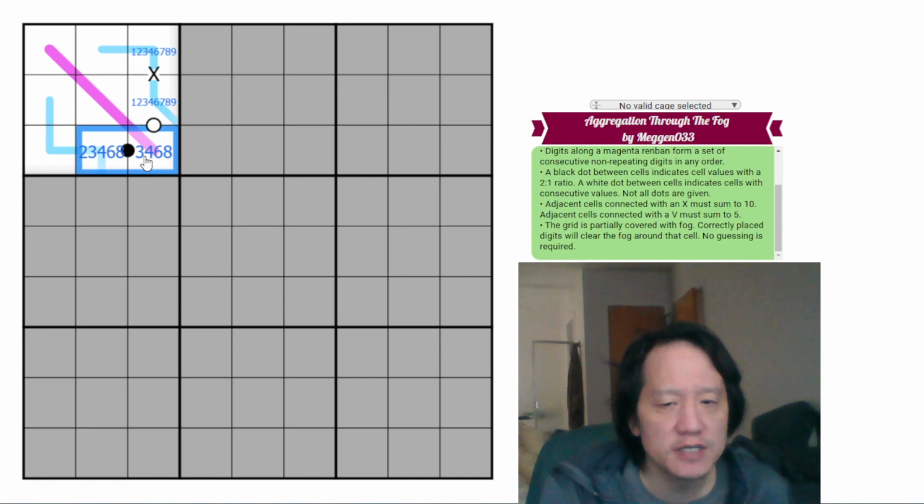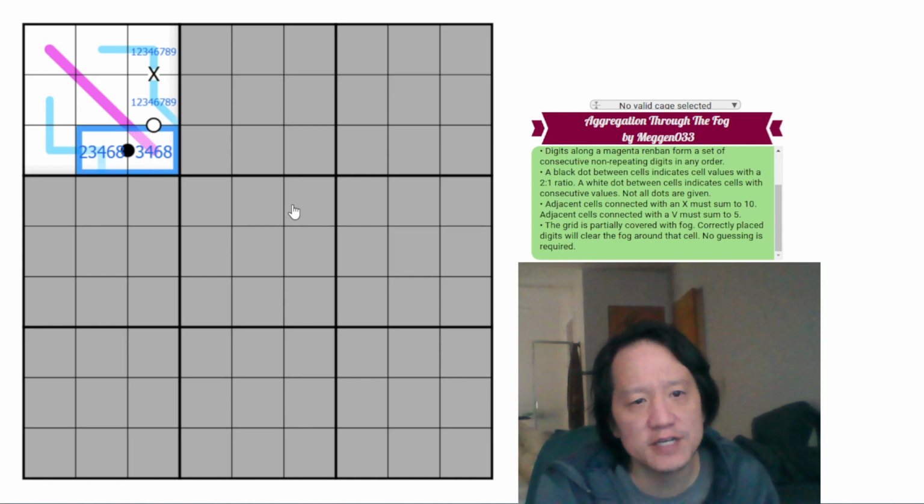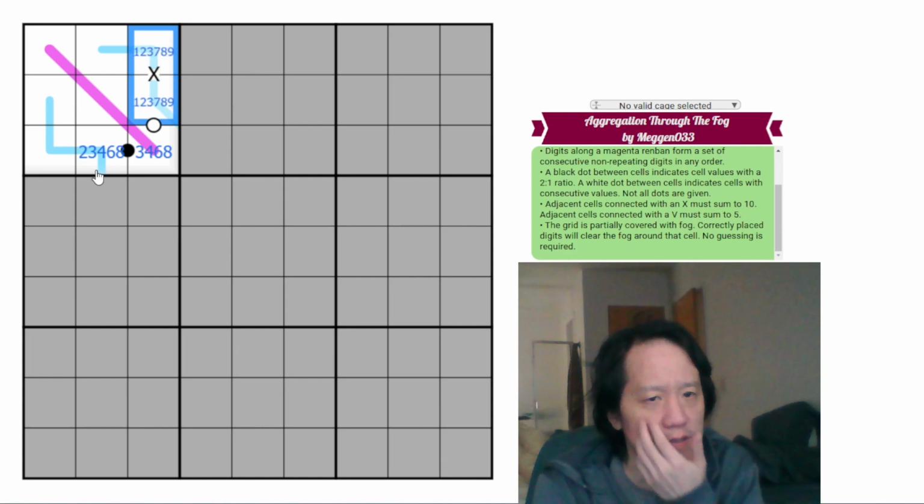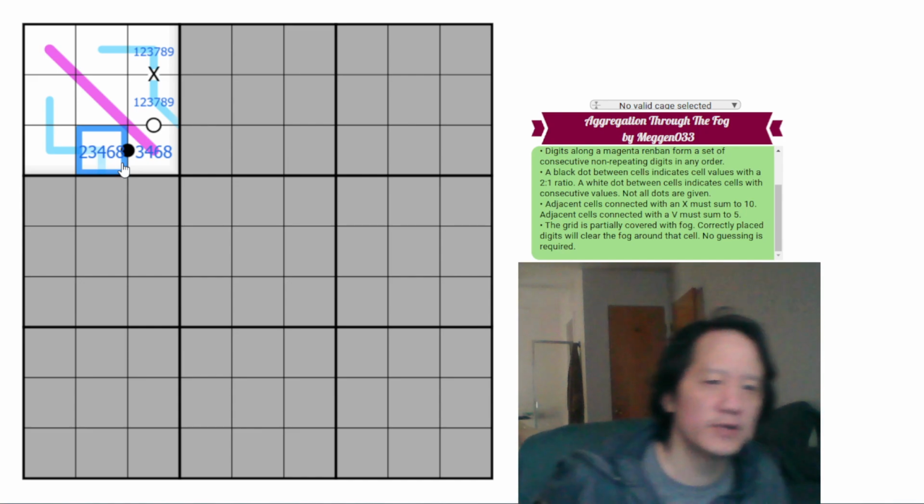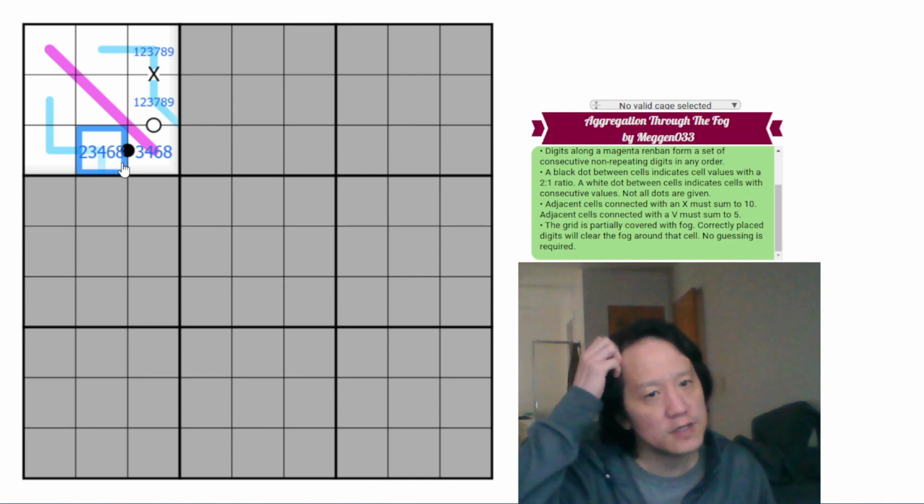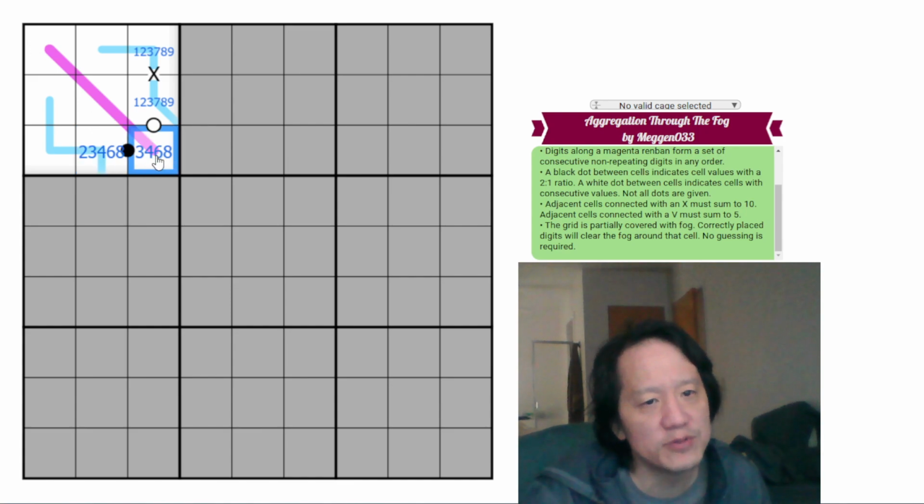So this must contain a 4, or it must contain a 6, right? It's either 4 and 2 or 4 and 8, or it's 3 and 6. So this can never be 4 and 6, right? If it's 3 and 6. Okay, so what happens if this is a 3?